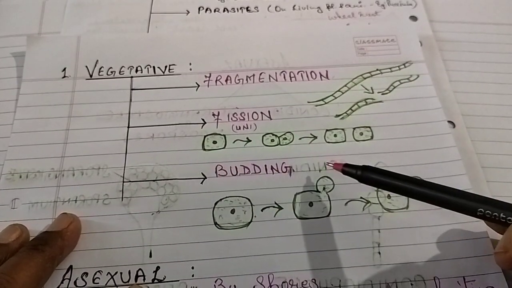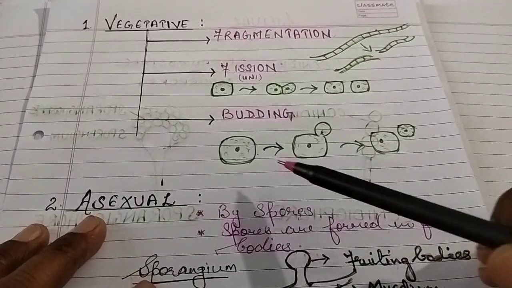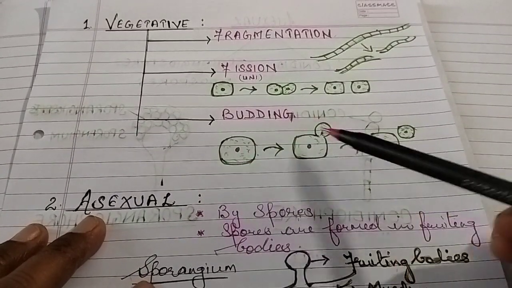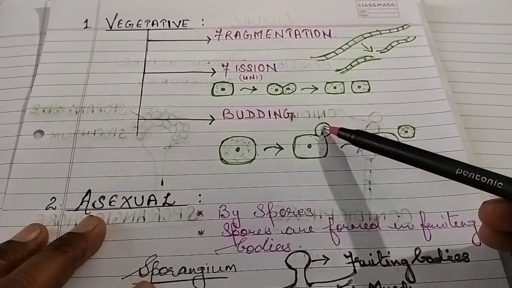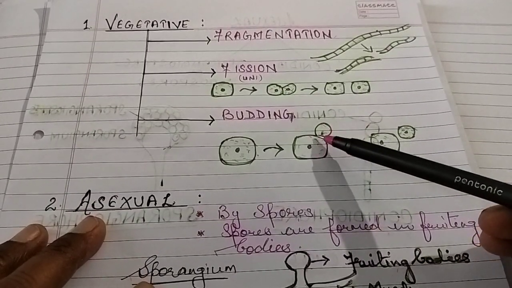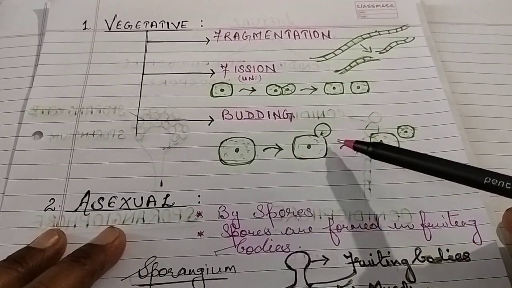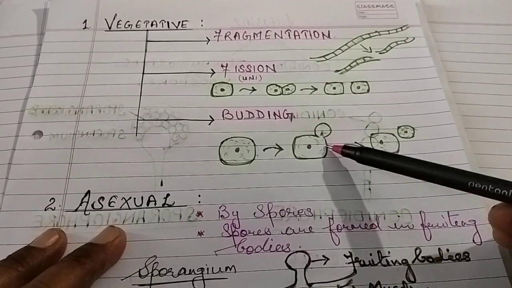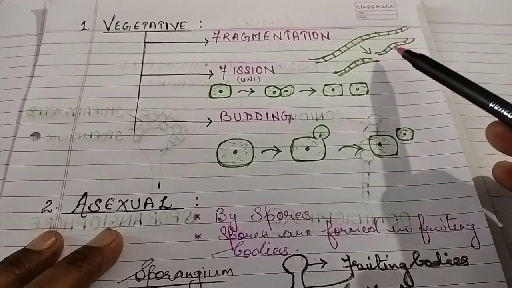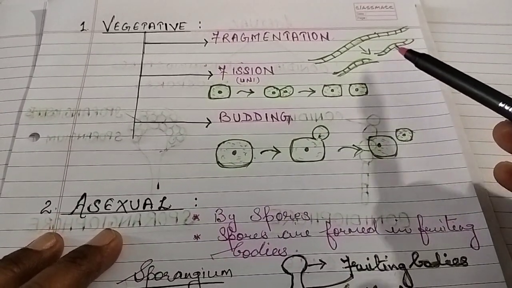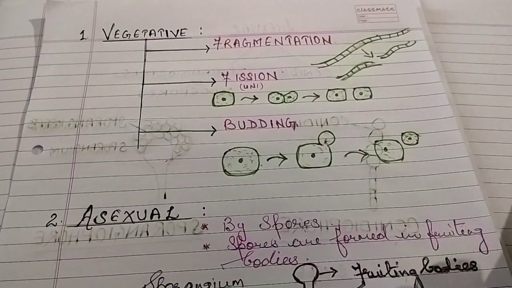So this is fission. The third type of vegetative reproduction is budding. As the name tells, in the parent cell, a small bud arises. Some part of the protoplasm as well as the nucleus is also transferred into this bud. Gradually, the bud separates from the original cell, forming a new cell, which in turn grows into a new hyphae. So these were the three kinds of vegetative reproduction in fungi.